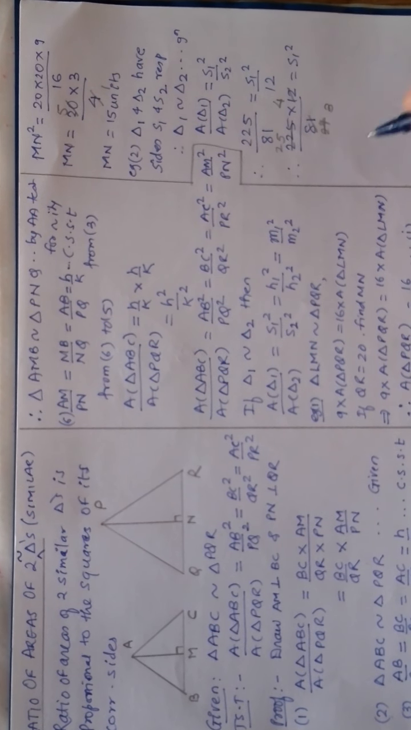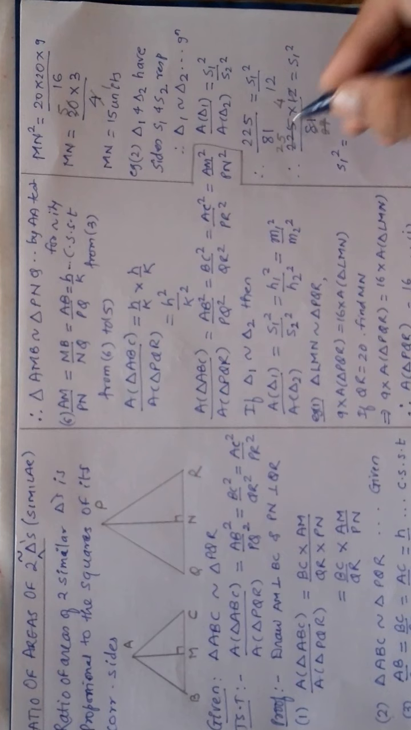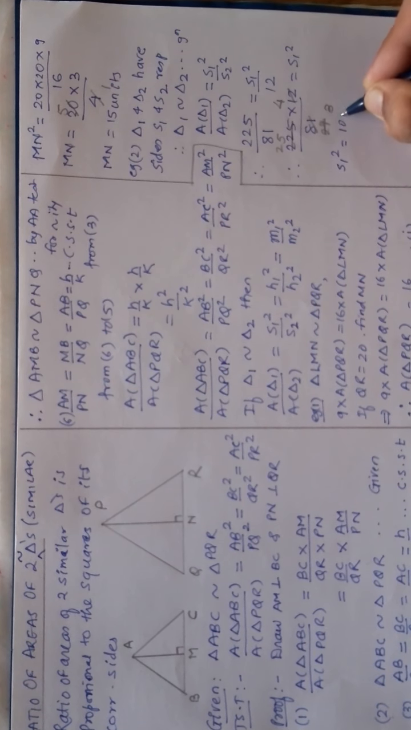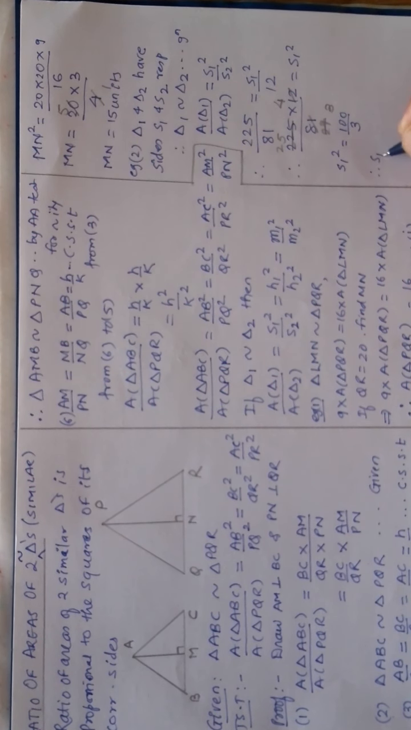So finally we get that S1 square is 25 into 4, that is 100 over 3. S1 square is this, so obviously your S1 will be the positive square root of 100 over 3. The square root of 100 is 10 and of 3 is root 3. Now a good student never keeps the denominator irrational, so you have to rationalize it. Last year you have studied how to rationalize it. You just have to remove the radical sign.